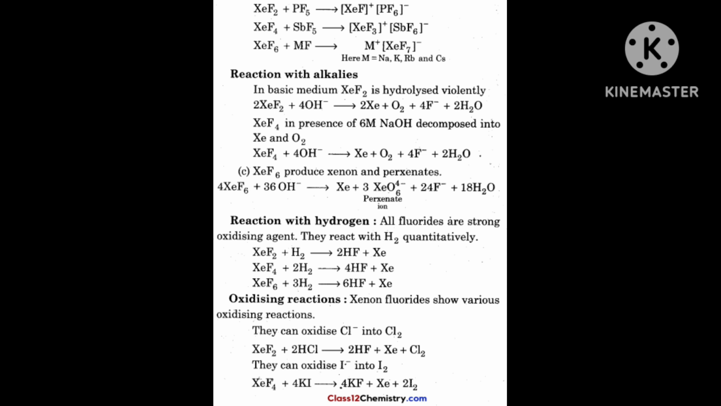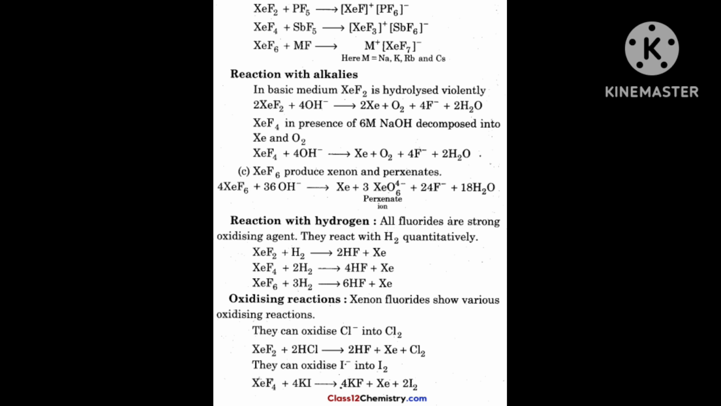Now the XeOF4 structure I am telling you. XeOF4 is actually square pyramidal. Here xenon used 4 electrons to make bonds with 4 fluorine atoms, in the shape of a square, to the left side, to the right side, with xenon in the middle. Now 4 electrons are used up, and 2 electrons are used with the oxygen atom, a double bond between xenon and oxygen. Then 2 electrons remain as a lone pair on xenon. This is called square pyramidal.